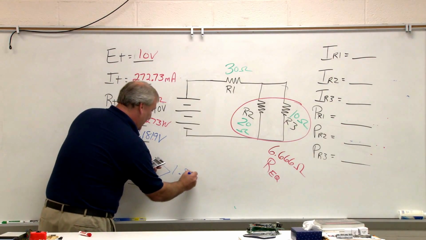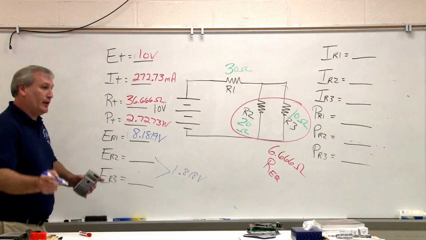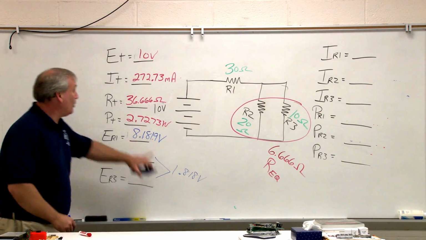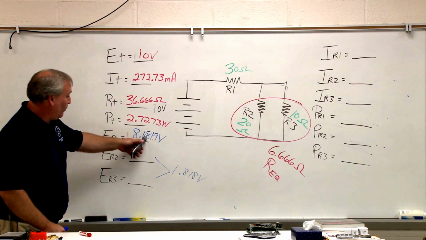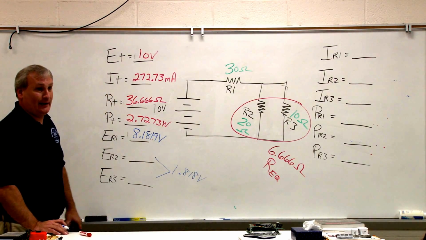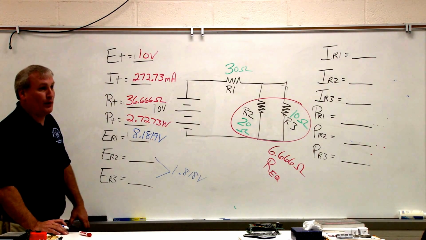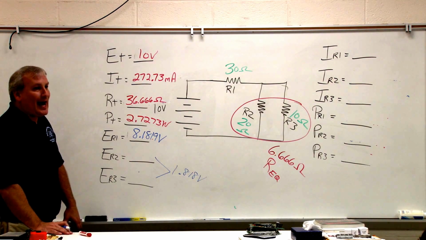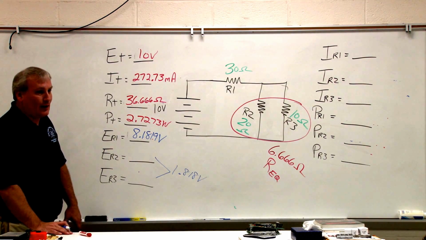1.818 volts. And what did we say about this and this? It should add up, just like Kirchoff's law, to 10. 8.1819 and 1.818, sure enough, is close enough to 10. 9.9999, there you go.